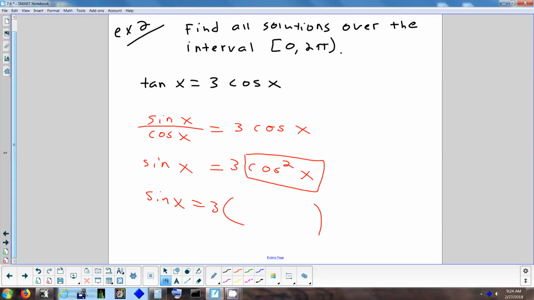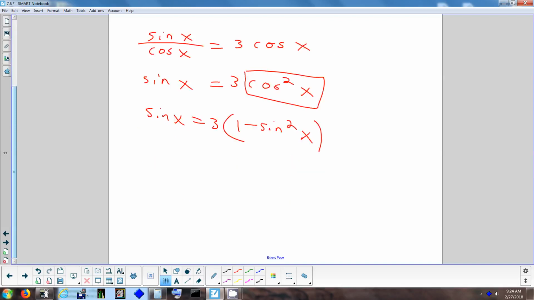1 minus sine squared. Yep, 1 minus sine squared. So now I'm going to distribute and then get everything on one side so the squared term is positive. So sine x equals 3 minus 3 sine squared. And now let's figure out how we can get sine squared positive. What do I have to do to make that positive? And doing this and one other thing will also help me to get 0 on one side.